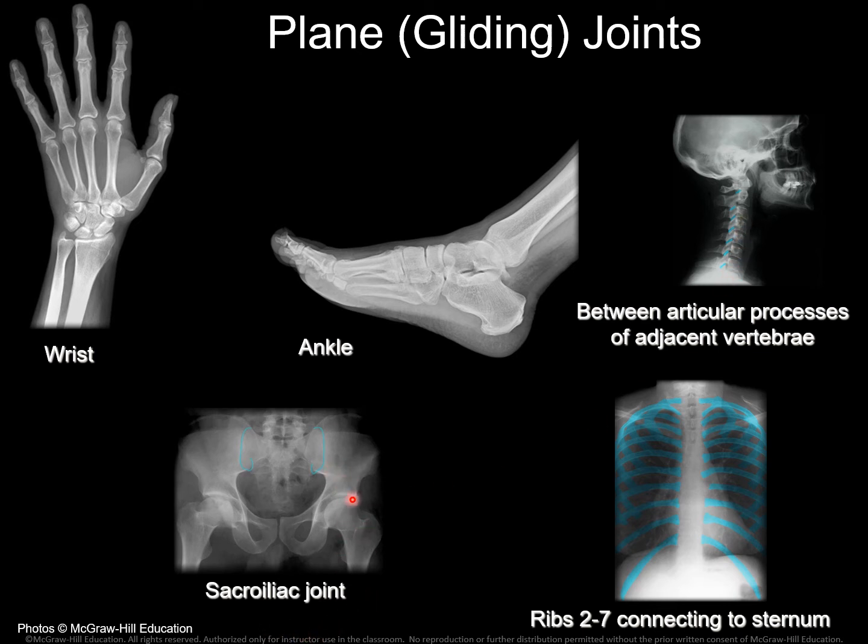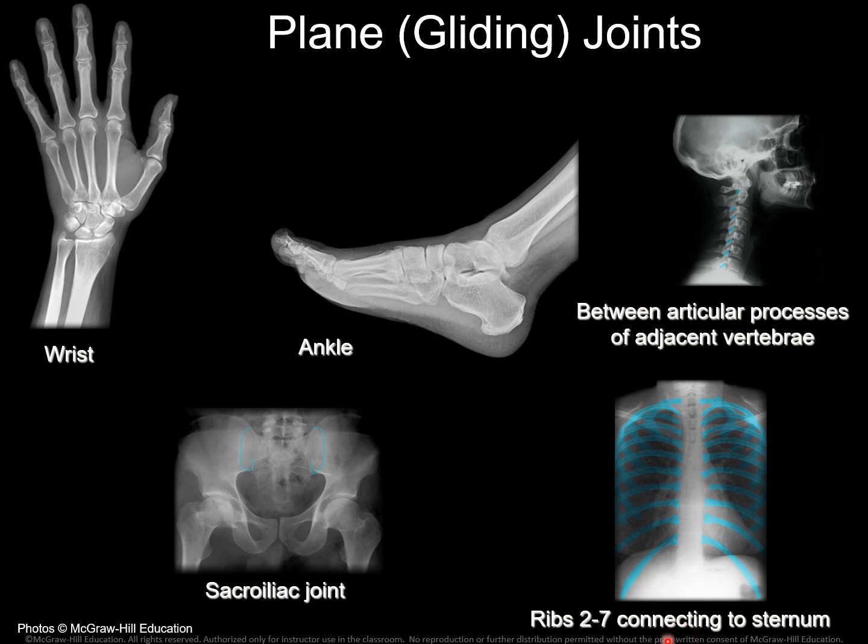Sacroiliac joint. The sacrum back here does join up posteriorly with the ilium, and back there we actually have a plane joint. And yes, that's synovial, so we are able to move that area.